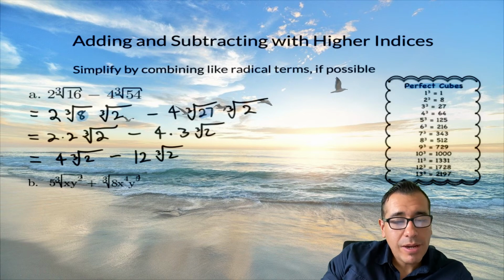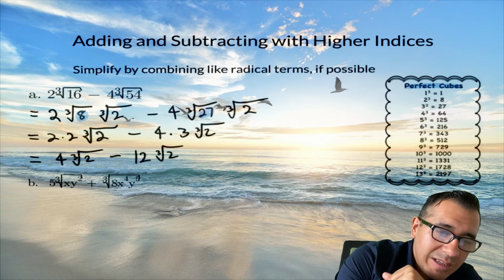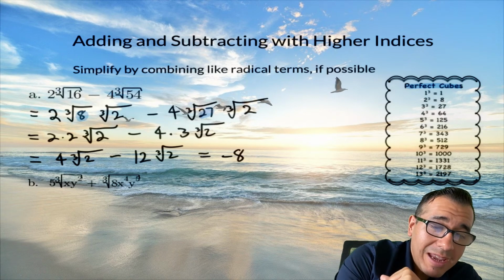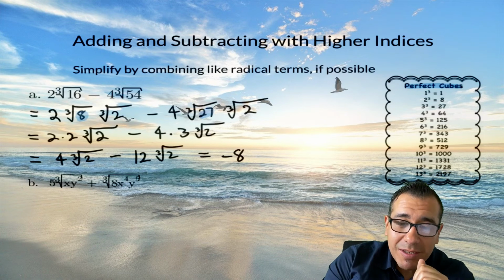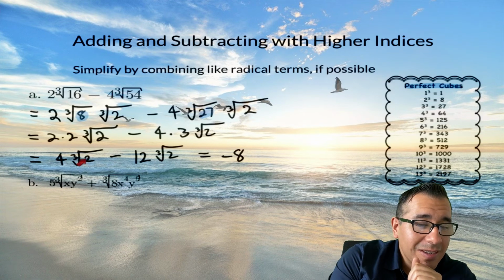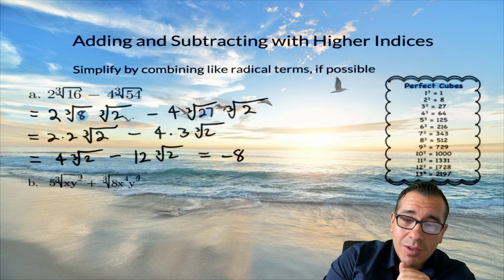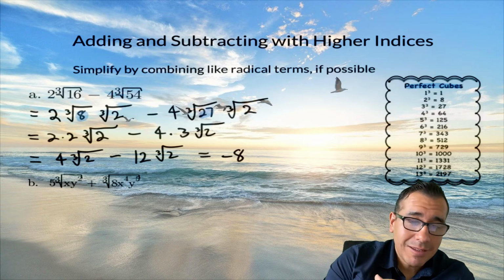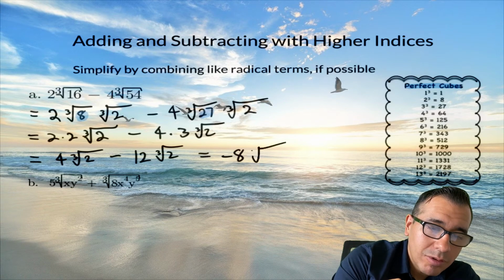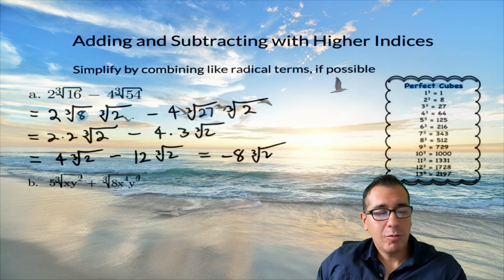So 4 minus 12, that just leaves us with negative 8. And the reason I combine them is because look, they have the same radical. Same index of 3, same radicand of 2. So therefore, I can combine these. These are like radicals. All right, cool.